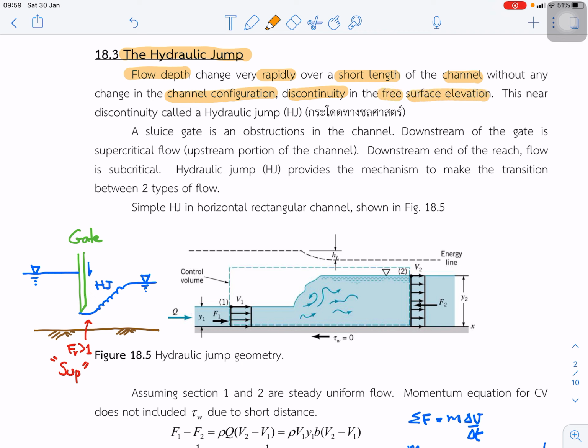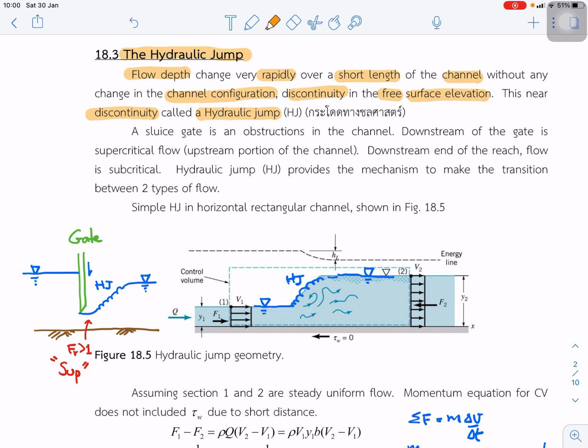Okay, you can see from this, one surface on another surface. So that is the discontinuity between two surfaces, between before the jump and after the jump. This near discontinuity we call the hydraulic jump. Okay, we use the short form HJ.